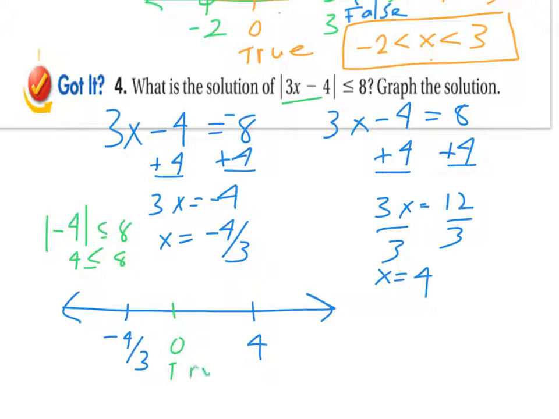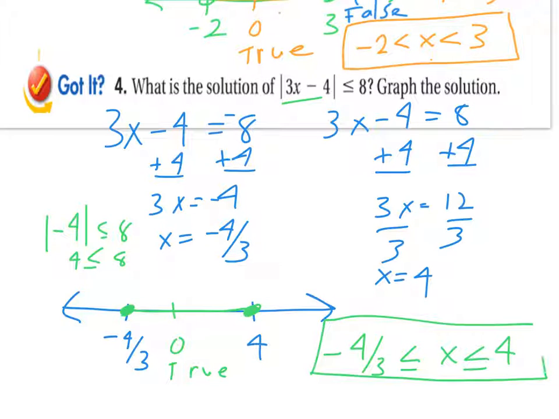So 0 being true, that's where, and this one has the equal to, so I guess I forgot to talk about putting the closed circles there. And then it's going to be the area in between. So the inequality ends up being negative 4 thirds less than or equal to x less than or equal to 4. So it looks like that.